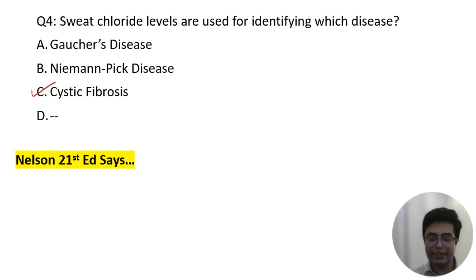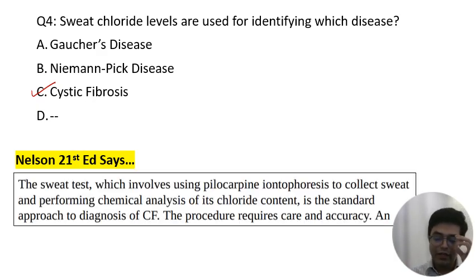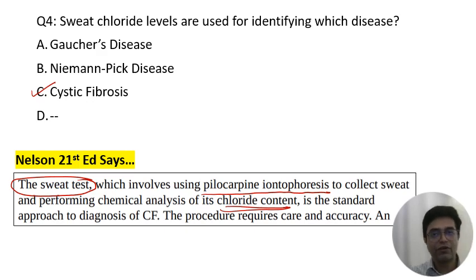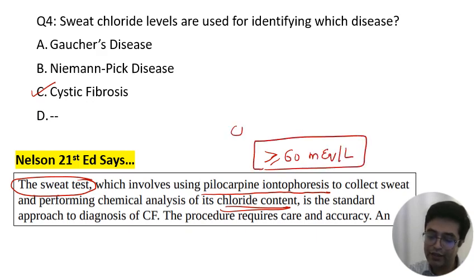Nelson 21st edition says that patients who are having cystic fibrosis, you will do a test known as sweat test, also called sweat chloride test. It involves pilocarpine iontophoresis. You collect the sweat, and you check for the chloride content. And what is the cutoff? For future MCQs, remember, if the sweat chloride test shows 60 milliequivalent per liter or more of chloride content, we would say the patient is likely having cystic fibrosis. It is used as a screening test for cystic fibrosis.